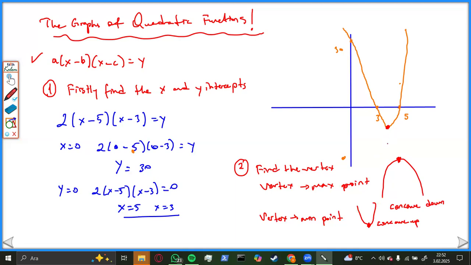Let's try to find the vertex right now. Let me erase this part.